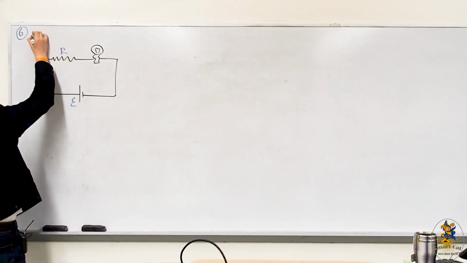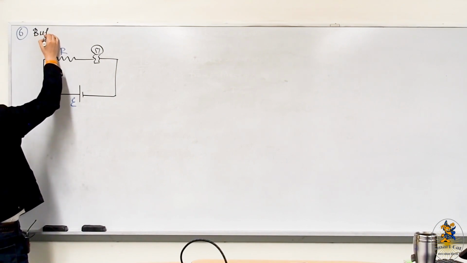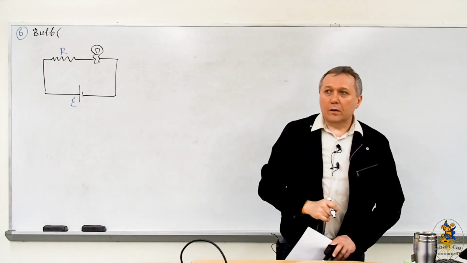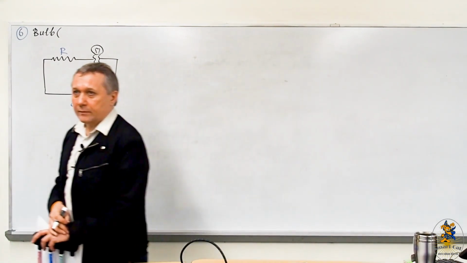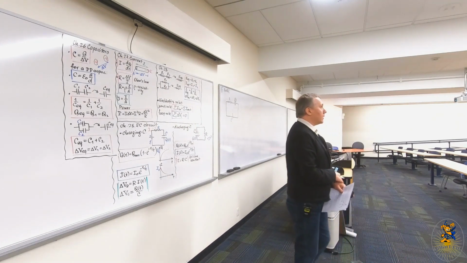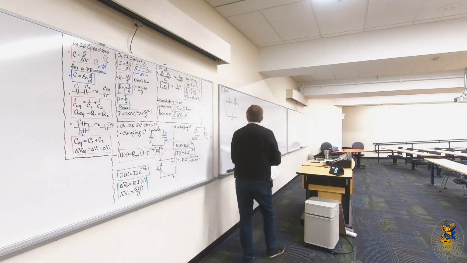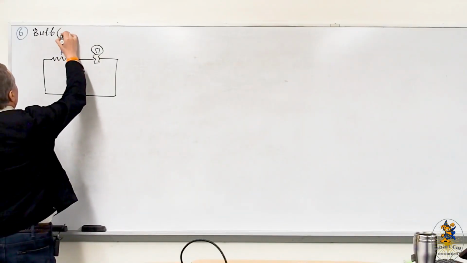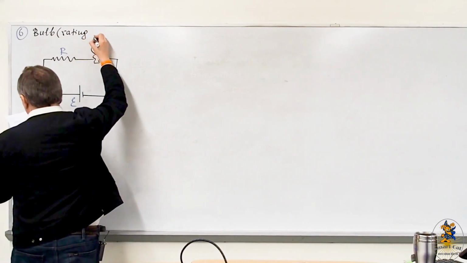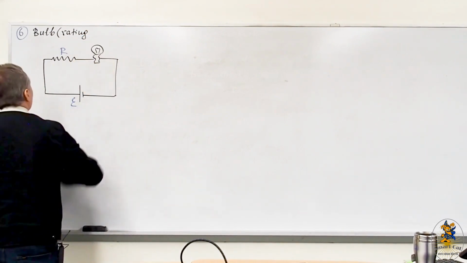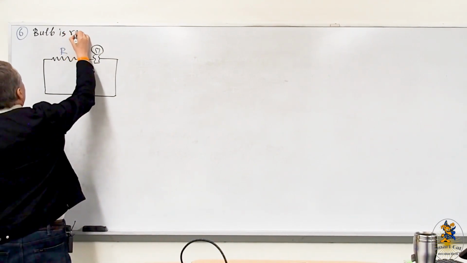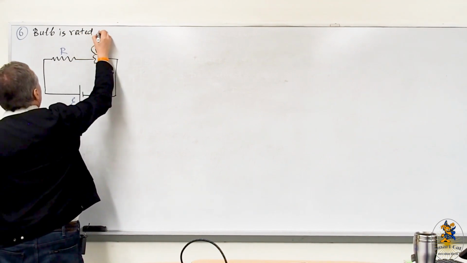Now let me write down the numbers. First, let me start with the bulb, since it's the most important element. The rating of this bulb is given, the wattage. You remember we discussed in the lecture and in the recitation class. Let's assume the ratings of this bulb, let me write it like in my notes. The bulb is rated this way.